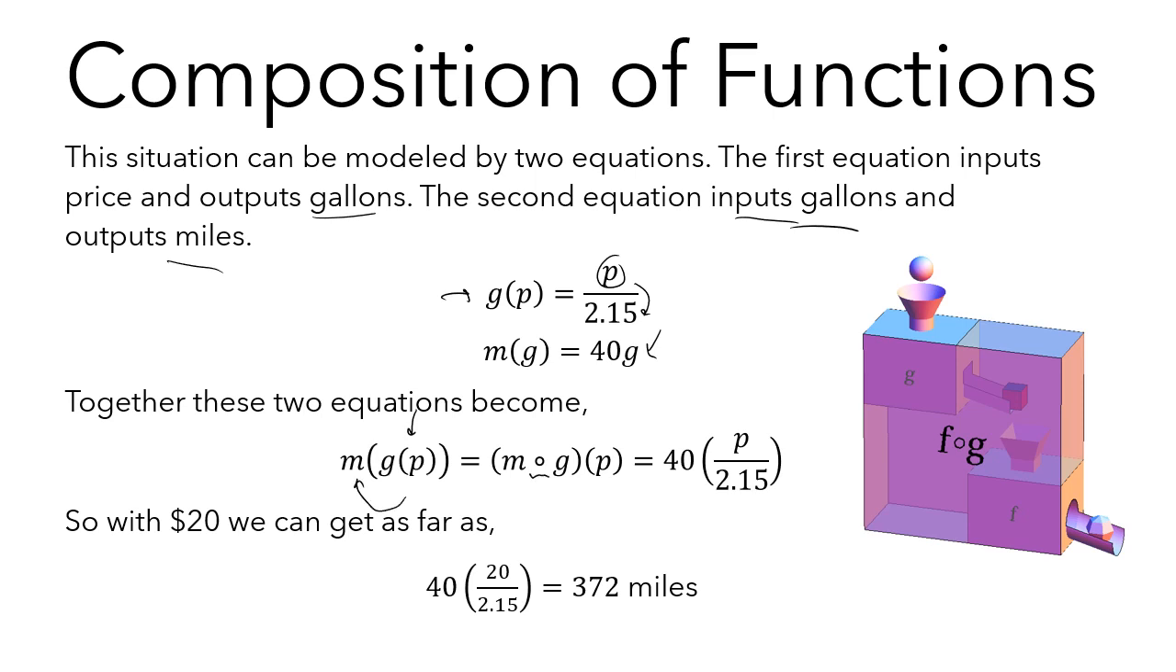and I can also write that with this little open circle symbol, I get 40 times P over 2.15. So $20 will get as far as 40 times 20 divided by 2.15, or 372 miles. So what I did is combine those two functions together and make a new, simpler function, f of g. And this notation is the composition of functions.